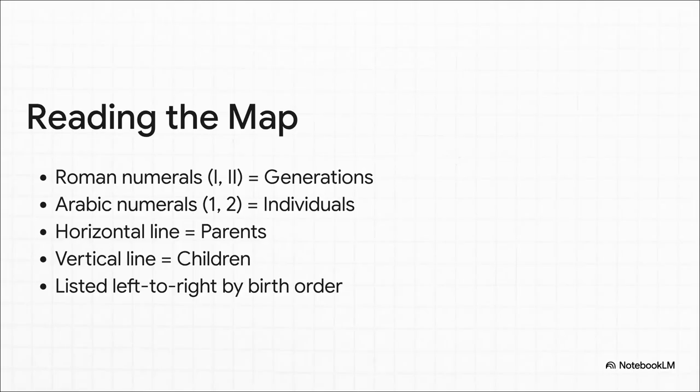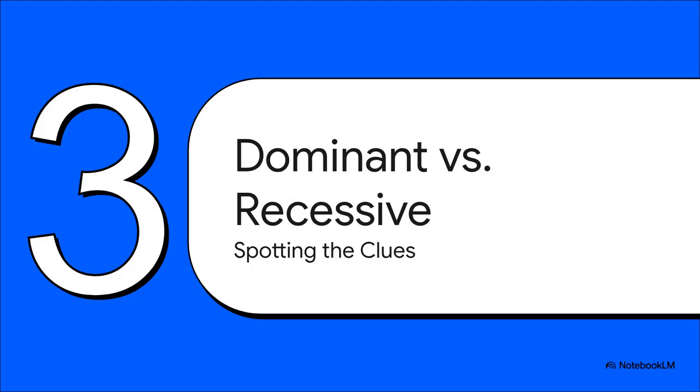The whole map is structured like a timeline. You'll see Roman numerals on the side. Those mark each generation. A horizontal line connects the parents, and then a vertical line drops down to their children, who are all listed by birth order. It's a really simple system that holds a ton of information. Okay, so now that we know how to read the map, it's time to start the real detective work, spotting the patterns that tell us how a trait is being inherited.